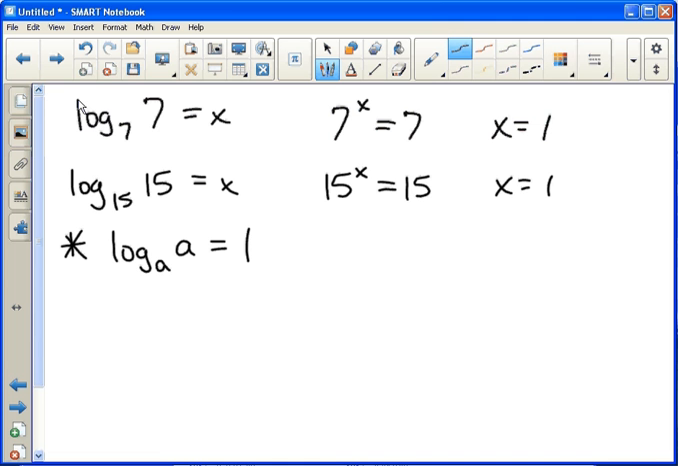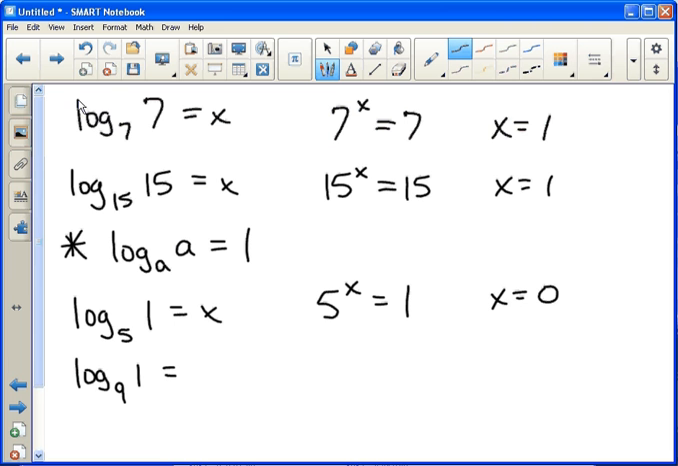Also, there's something that's going to happen anytime what you're taking the log of is 1. So let's say log base 5 of 1. Well, if we set that equal to x, since we're trying to find it, we would get 5 raised to the x equals 1. So you have to remember, what power reduces everything to a 1? Well, that would be 0. And that's going to be true no matter what your base is. If you're taking the log of 1, you're going to end up getting 0.